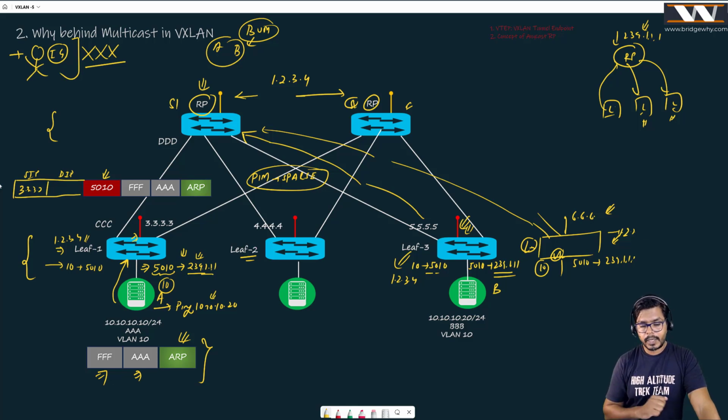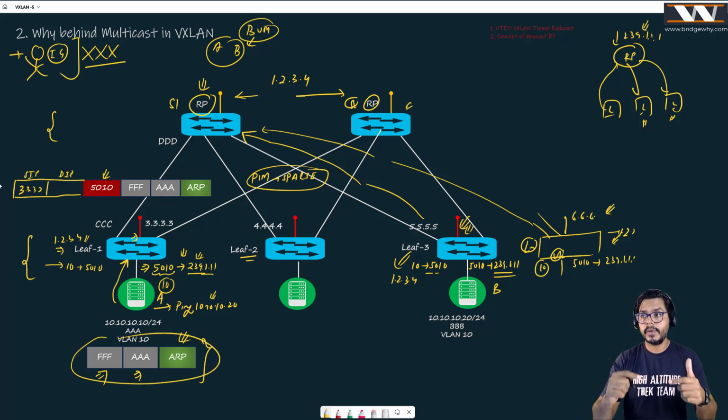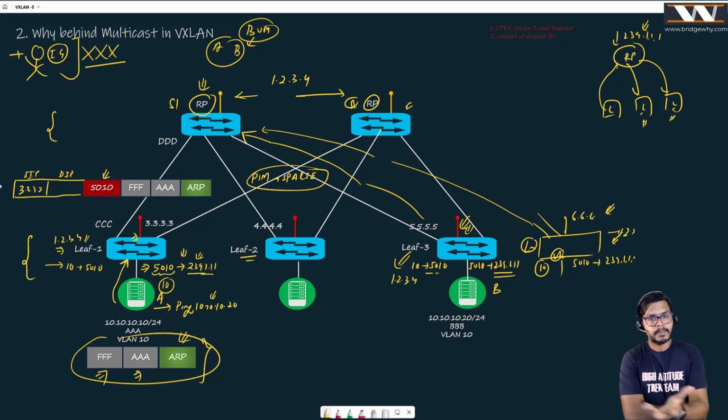Now, just try to think. I have to send this ARP message where? I have to send this ARP message to everywhere where this VLAN 10 is, or where this 5010 VNI is. And now I know, because of my configuration, that wherever this 5010 VNI is, that VNI is actually listening at 239.1.1.1. Very, very simple.